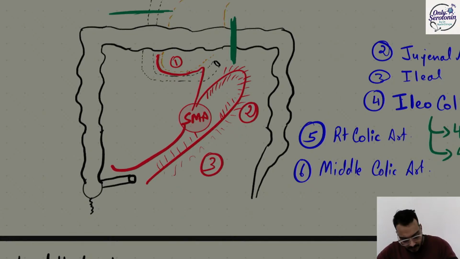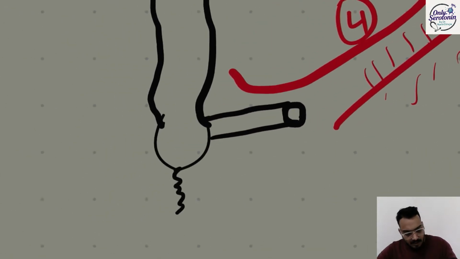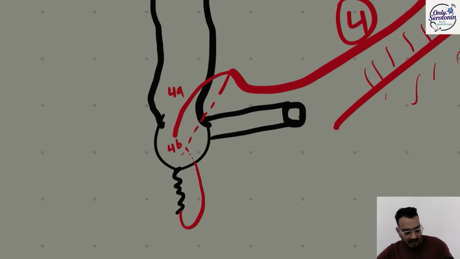Fourth branch is what, guys? Fourth branch is the ileocolic artery. It is going to supply the last part of the ileum, that is the terminal ileum, as well as the colon. Now this ileocolic artery supplies anteriorly and posteriorly, right? We call them 4A and 4B: the anterior cecal artery and the posterior cecal artery. Then this posterior cecal artery is going to supply the appendix, 4B1, the appendicular artery.